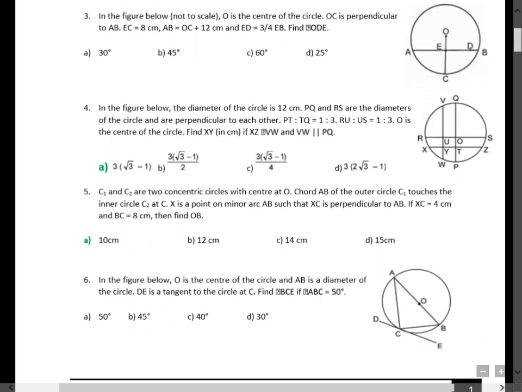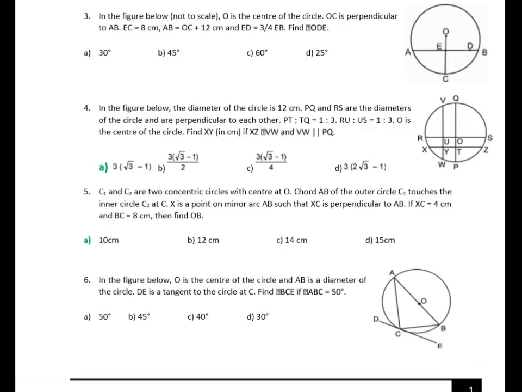Now, let's focus on this one. Before you read the information given in question number 3, you can identify that AB is a chord and OC is a radius. The moment you observe this, you should be able to understand the relation between radius and chord. What is the relationship? A chord is bisected by the radius if the radius passes through the midpoint of the chord, and it is going to be perpendicular.